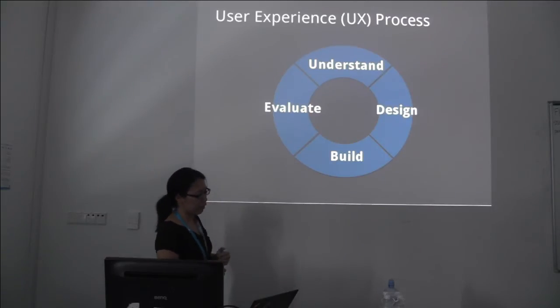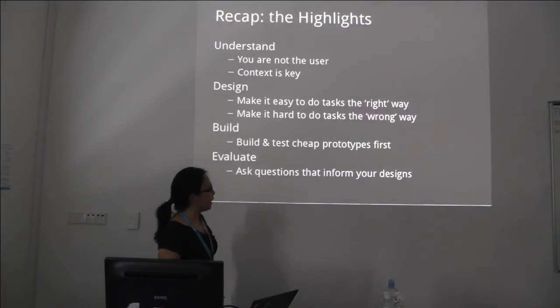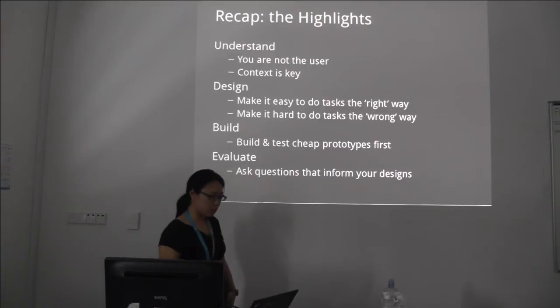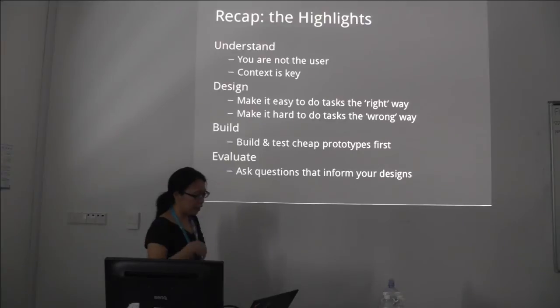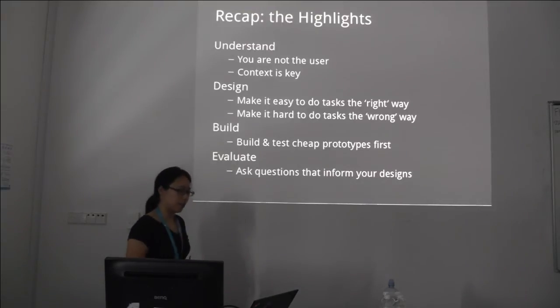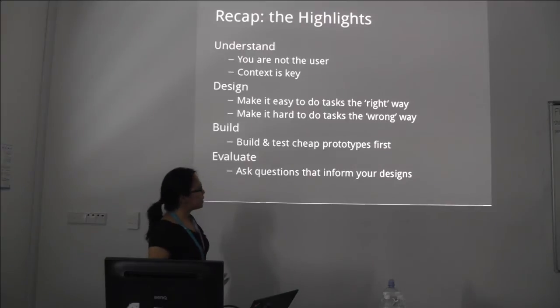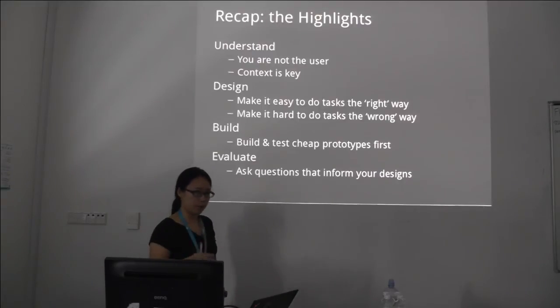So that's a quick overview of the UX process in these 4 stages. To recap the highlights in each of these stages: when you're trying to understand the users, you really want to realize you're not the user, so you're not trying to better understand yourself. You want to make sure you capture context as much as you can. In the design phase, you want to make it easy to do the right things and hard to do the wrong things. When you're building stuff, consider doing cheap prototypes first so that you can get feedback as quickly as possible. And when you evaluate, always keep in mind ways that you can solicit the most meaningful feedback, that you can bring back to the table in terms of how you're going to improve your software.